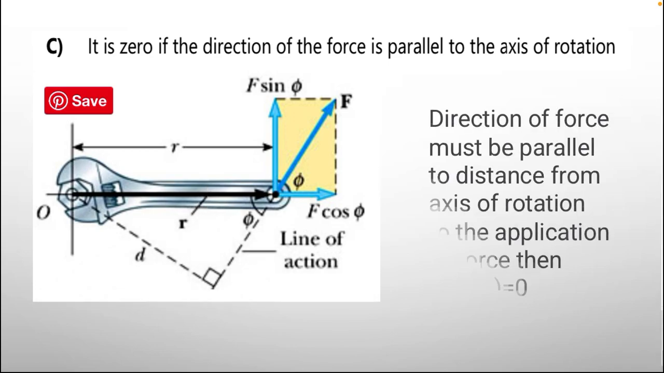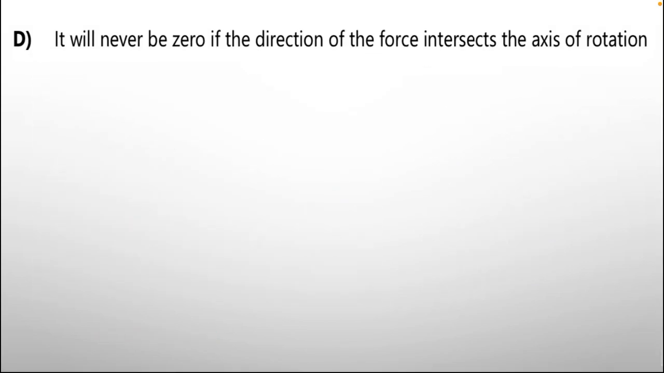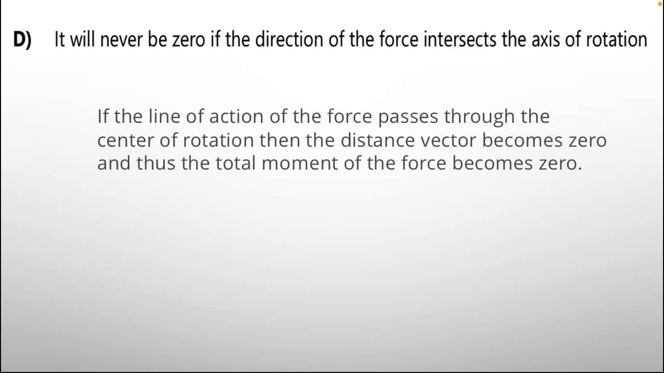According to that figure, the direction of force must be parallel to the distance from the axis of rotation to the application of force. Then F sine 0 equals 0. So it is also incorrect. Option number D, it will never be 0 if the direction of the force intersects the axis of rotation. If the line of action of force passes through the center of rotation, then the distance vector becomes 0 and thus the total moment of the force becomes 0. So this option is also incorrect.